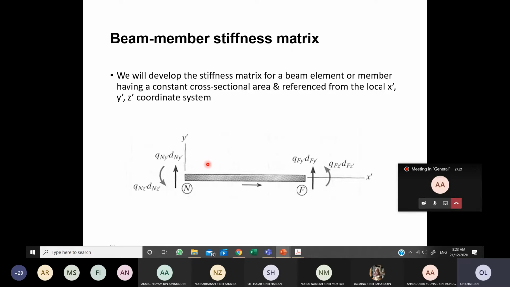So let's have a look at this. We are going to look at a beam here. This is a beam element, and it has a constant cross-sectional area. We are referring to the local axis, where the x' is always parallel with the member, and you have a y'. Now we are talking about some inputs at the ends, at the near end and also at the far end.